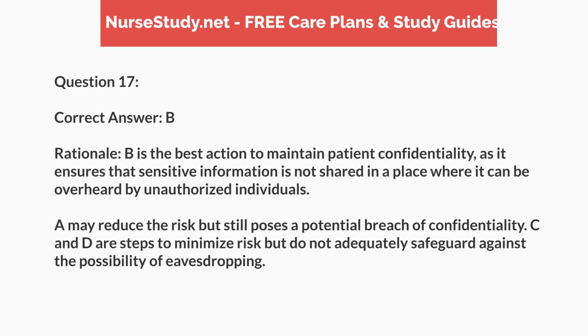Correct answer: B. Rationale: B is the best action to maintain patient confidentiality, as it ensures that sensitive information is not shared in a place where it can be overheard by unauthorized individuals. A may reduce the risk but still poses a potential breach of confidentiality. C and D are steps to minimize risk but do not adequately safeguard against the possibility of eavesdropping.